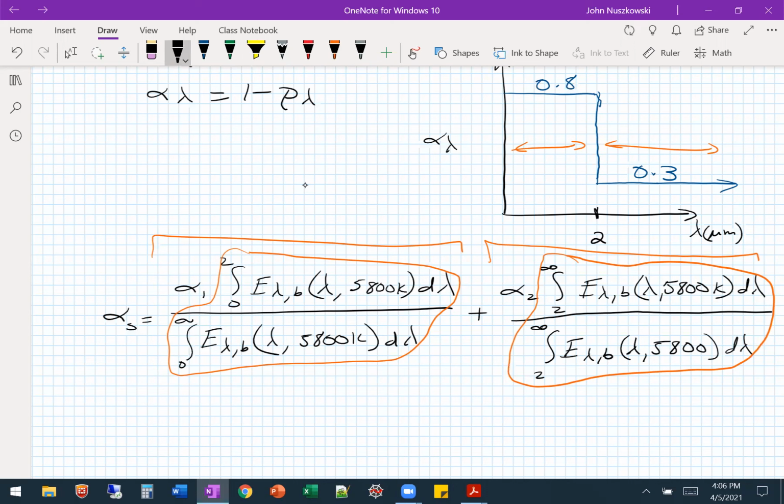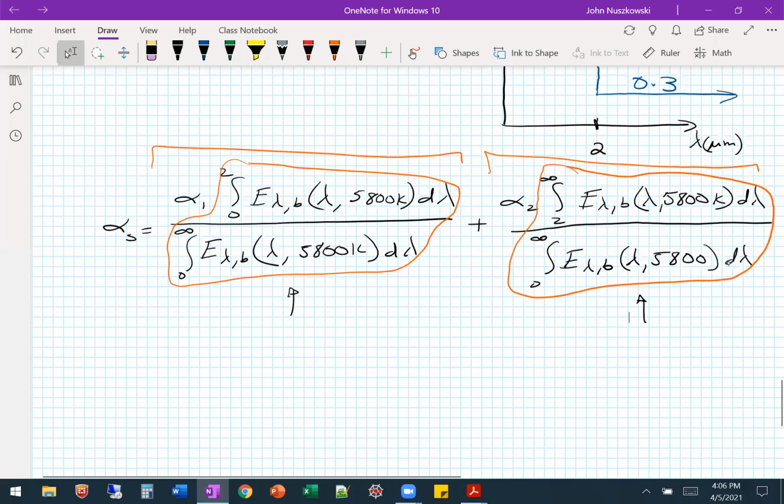This is 0 to infinity. So that is the fraction of emissive power from 0 to 2 from a black body at 5800 Kelvin, and then for that one, this one is the fraction of emissive power from 2 to infinity for a black body at 5800 Kelvin. And if you remember, I emphasized it, or tried to emphasize it.